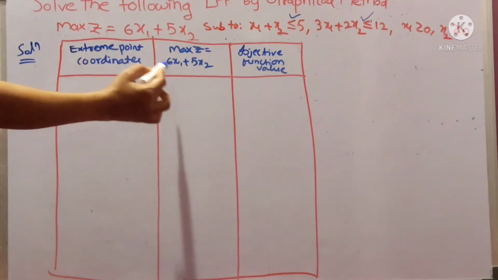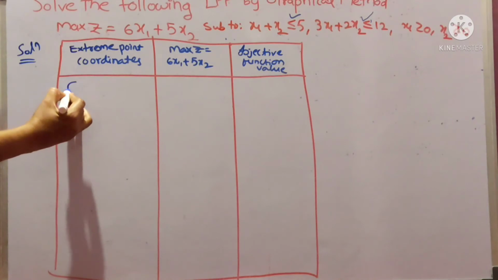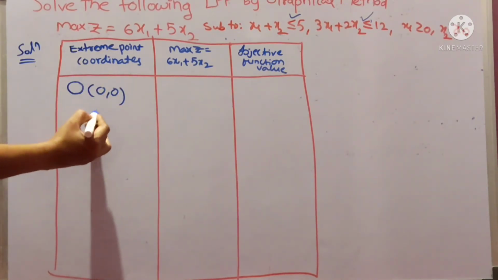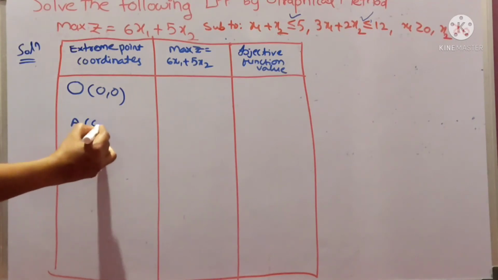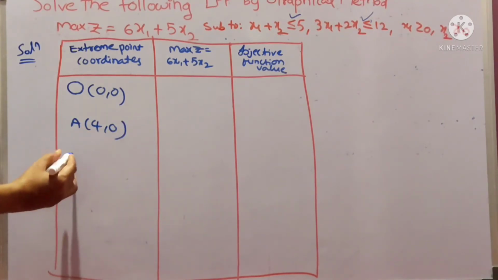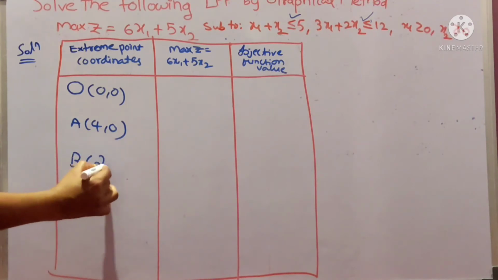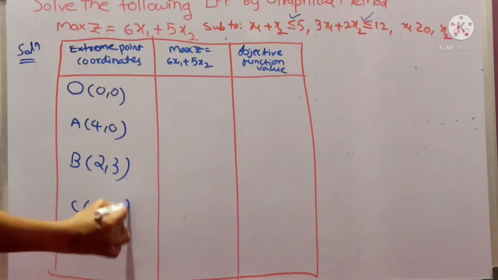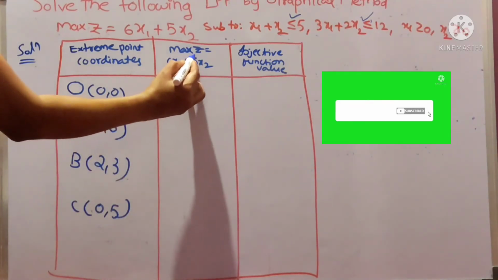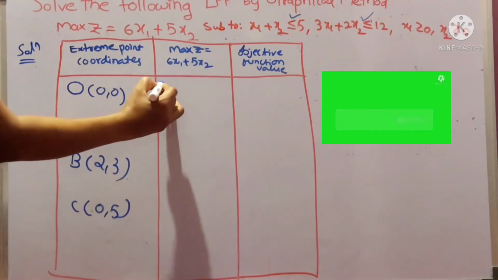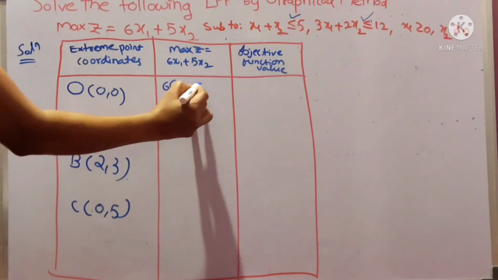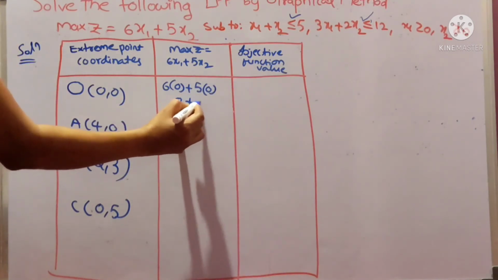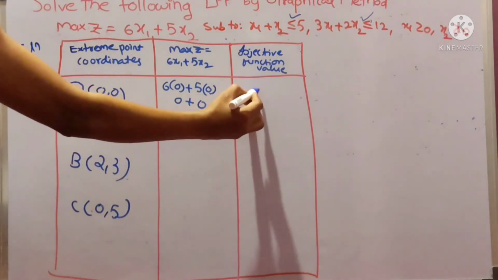Okay, now make a box like this. Extreme point coordinates: O (0, 0), A (4, 0), B (2, 3), C (0, 5). What is our max z value? 6x1 plus 5x2. Now substitute x1 as 0, x2 as 0. 6 into 0 plus 5 into 0. That will give you the objective function value. 0 plus 0 is 0.